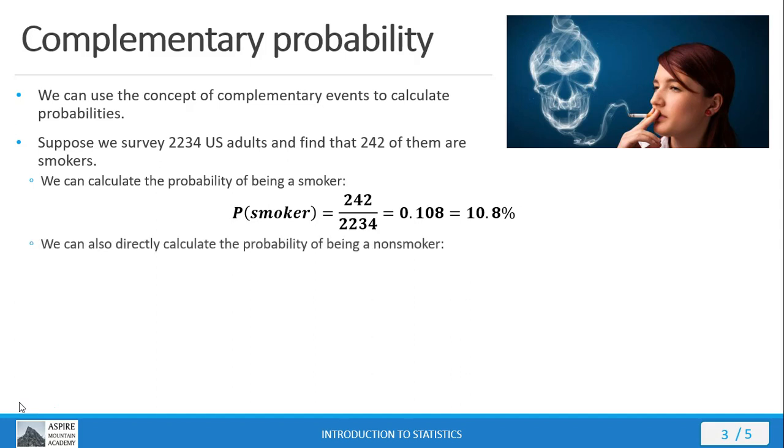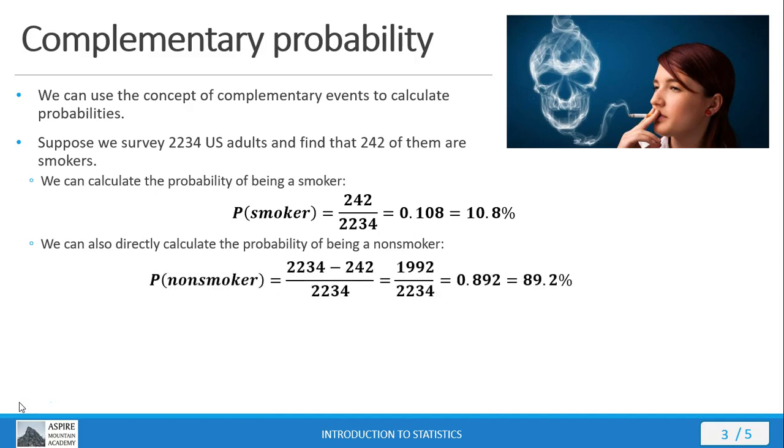We can also directly calculate the probability of being a non-smoker by using the same technique. So the probability of being a non-smoker, again, is the part over the whole. To get the part, we take that 242, which are smokers, and subtract it from the whole to get the quantity that's the non-smokers. So 1992 is our part, divided by the whole, 2234, and we get 89.2%.